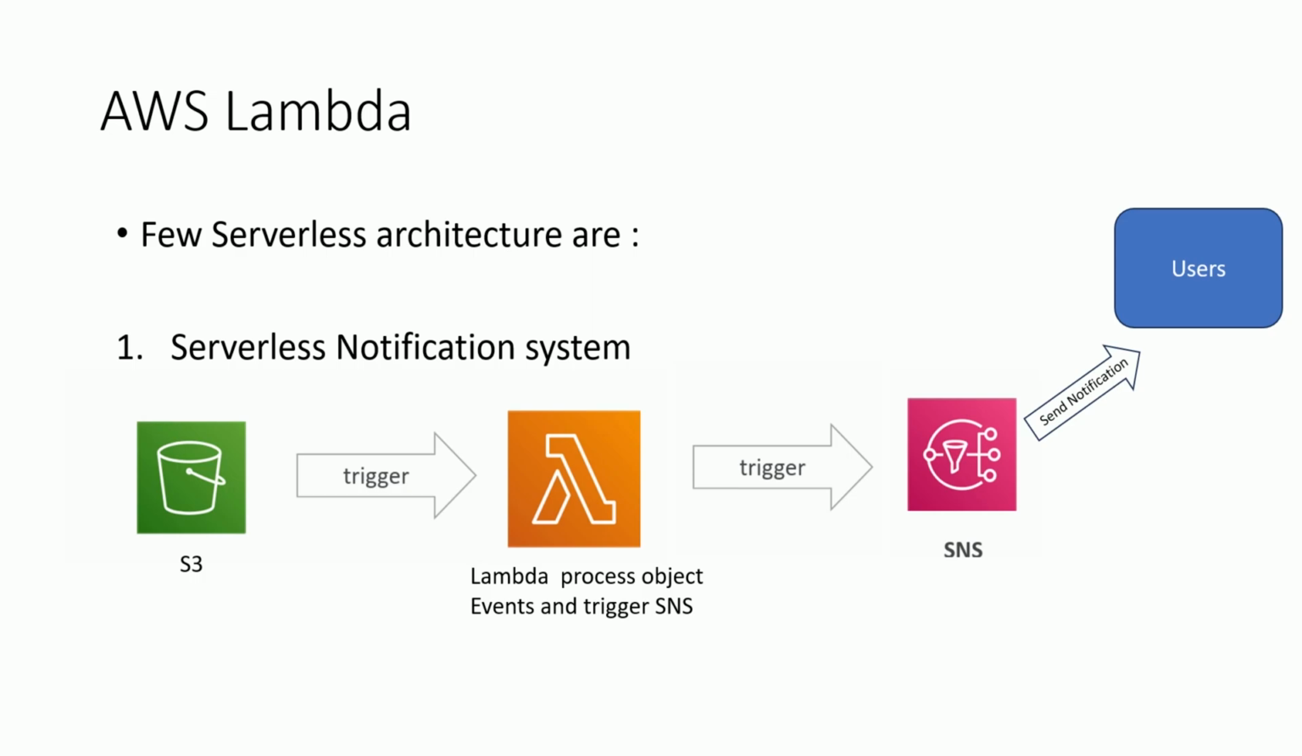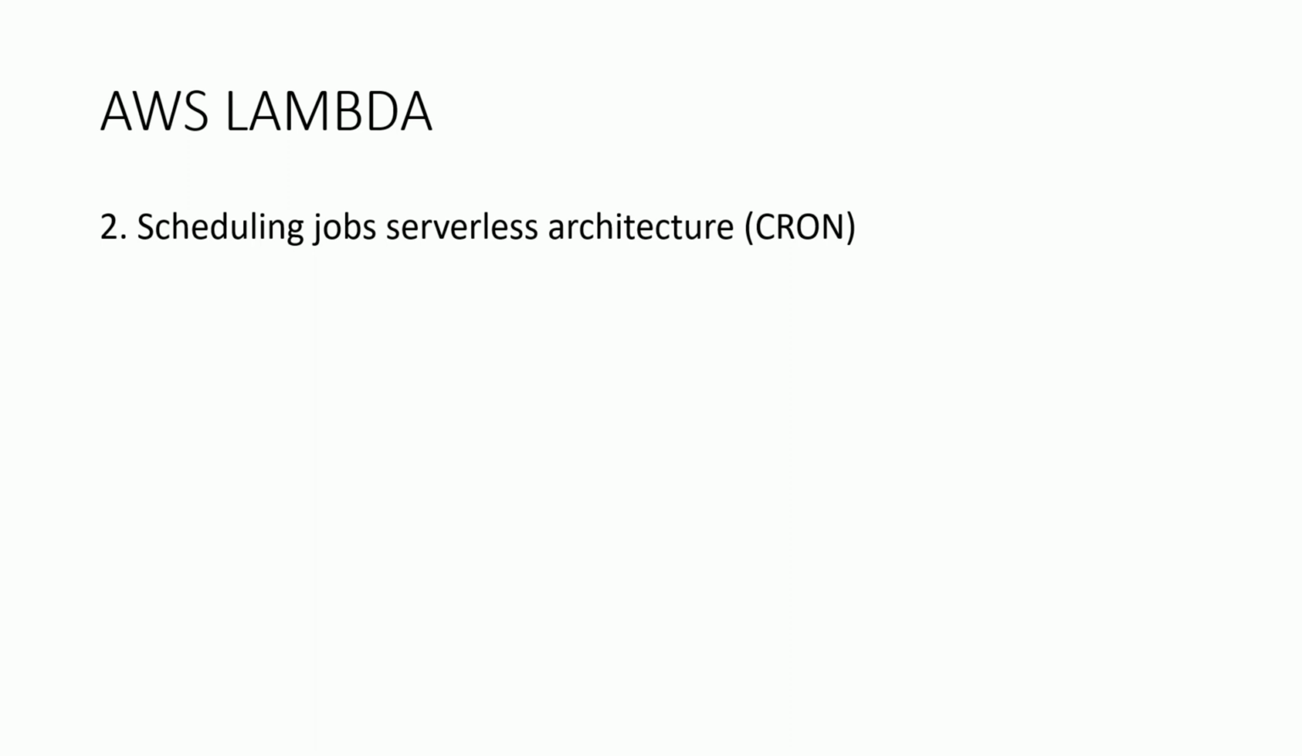And also the same SNS topic we can configure to store this information in a serverless DB, that is DynamoDB. If you see here, the S3 bucket, AWS Lambda, Amazon SNS, AWS DynamoDB, these are all serverless architecture which are fully managed by AWS. And we'll look at another example in AWS which uses this serverless architecture, which is scheduling jobs serverless architecture, that is cron.